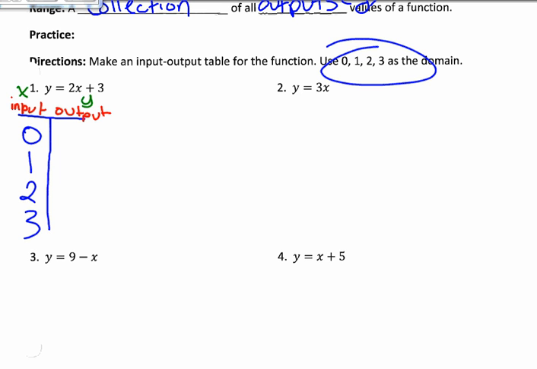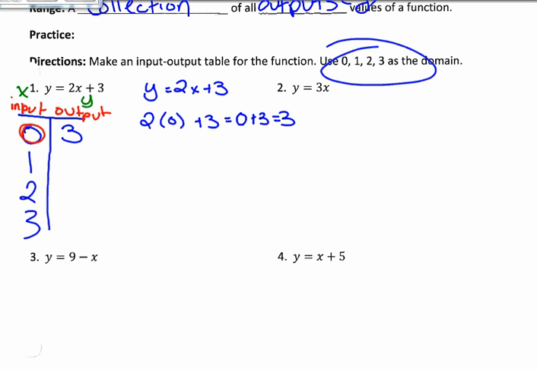So let's write our equation over here so we have some more room. Our first number is 0. So I'm going to put in 0 for x. Wherever there's an x, I'm going to take it out and put in 0. So for the first one, I have 2 times parentheses 0, so I'm going to put my 0 in there for x, plus 3. Then we simplify: 2 times 0 is 0, plus 3 is 3. So that's going to go in our output. When I put in 0, I get out 3.